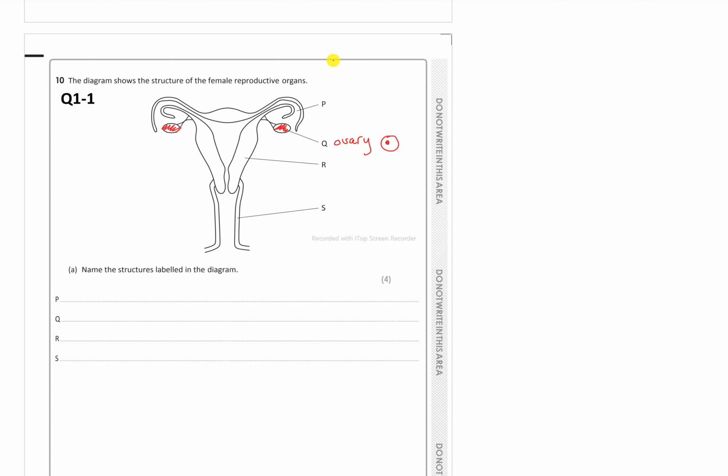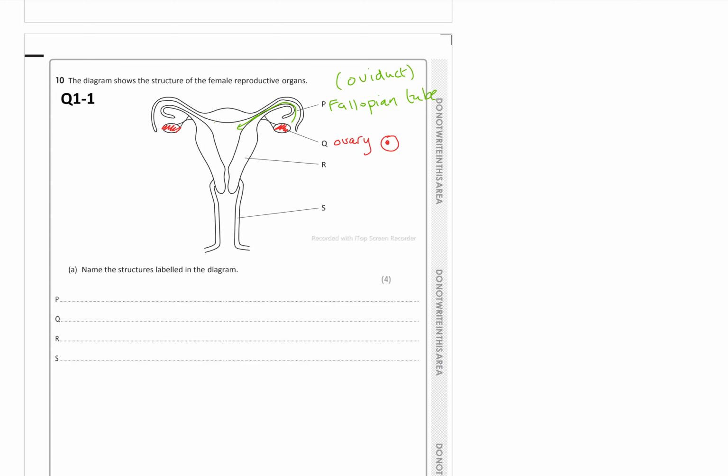It travels along the fallopian tube. So that is the fallopian tube. Or sometimes you'll see it, people call it the oviduct.